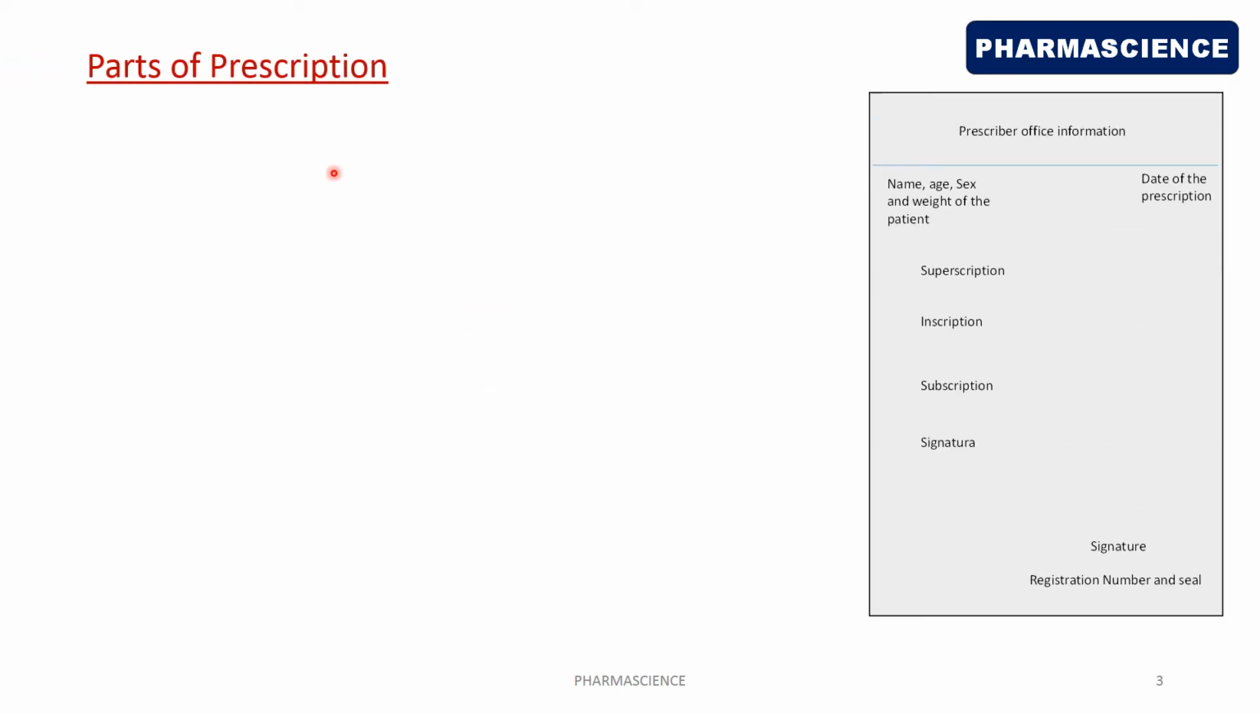There are different parts of the prescription. Let's see, this is the template of the prescription. There are seven to eight parts of the prescription. So we will see them one by one.